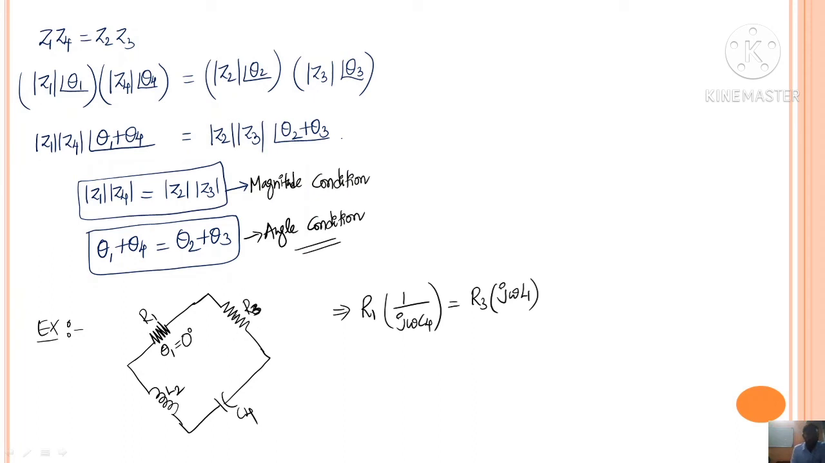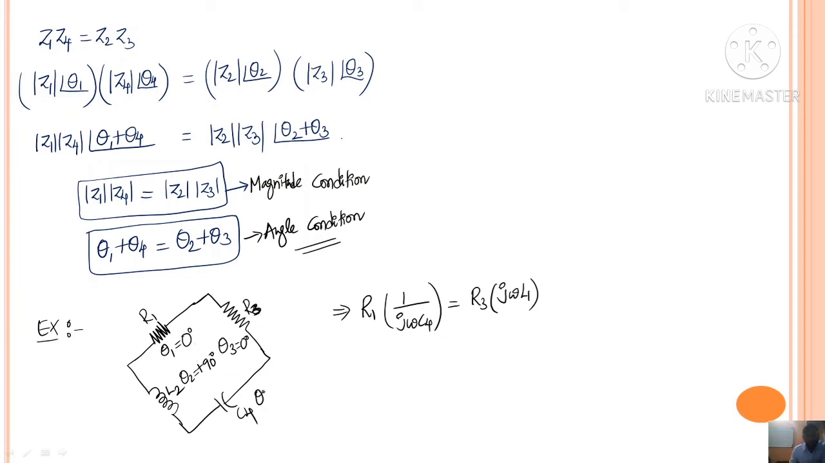And what is the angle for this R3? Theta 3 is 0 degrees. And what is the angle of L2? Theta 2 is plus 90 degrees, because the voltage across the inductor leads the current exactly by 90 degrees. Hence I am considering it as 90 degrees.